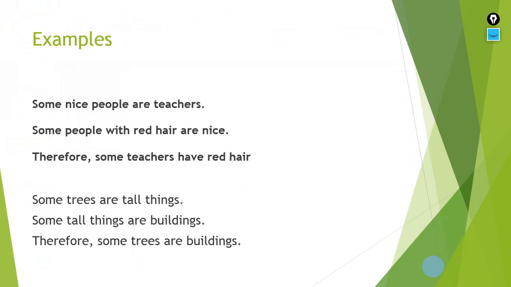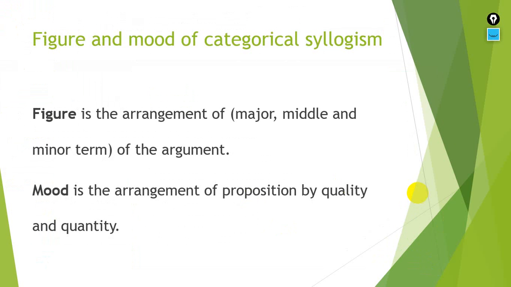So next, what we have is figure and moods of categorical syllogisms. So what is figure and what is the mood of categorical syllogisms? First of all, figure. We can say figure is the arrangement of major, middle and minor term of the argument.